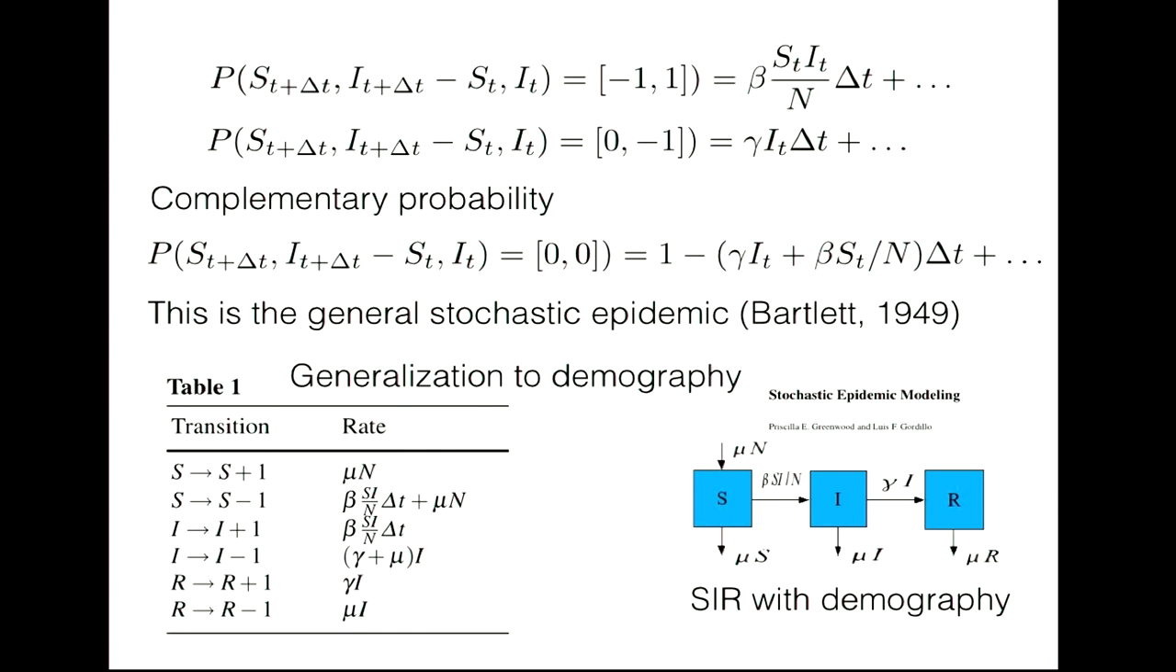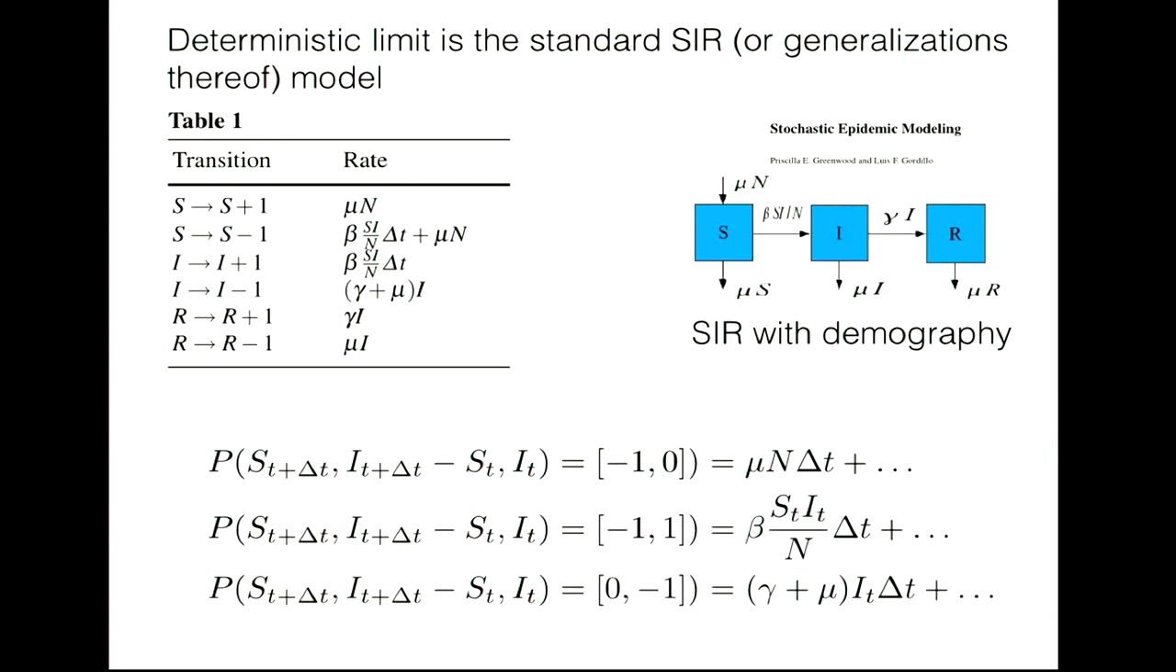So then you have I to I plus 1, I to I minus 1, R to R plus 1, R to R minus 1. All of these rates can be written down. And these represent the rates at which all of the possible events in your population can actually happen. So the deterministic limit is the standard SIR model or generalization thereof.